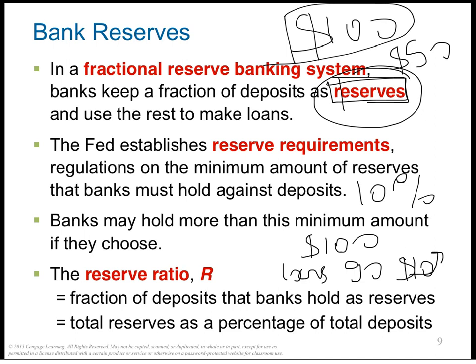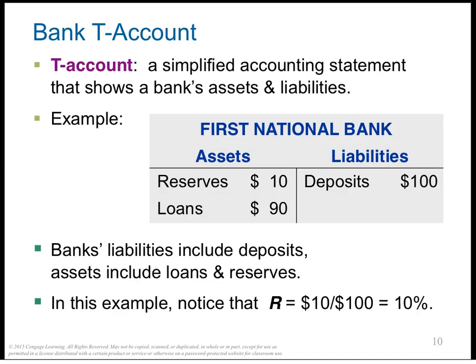The bank can keep more money in reserves, but the minimum amount is what banks must hold against the depositor. Banks may hold more than this minimum amount if they choose. The reserve ratio, R, is the fraction of deposits that banks hold as reserves. Here in this example, the reserve ratio is 10%. The reserve ratio is the total reserves as a percentage of total deposits. Okay. And let's continue on a couple of definitions.